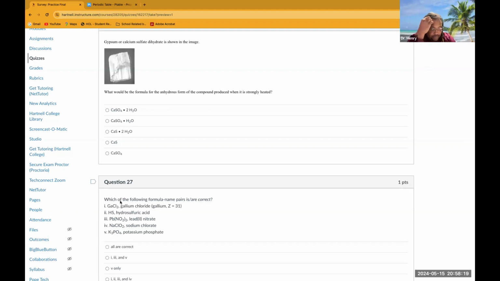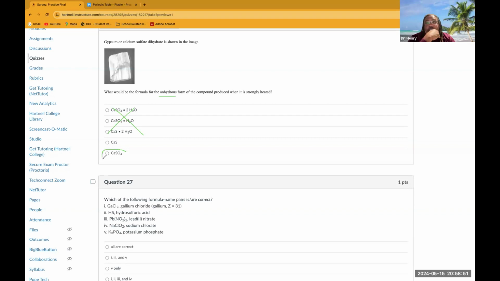What do you guys think? Well, we definitely don't multiply it by a water molecule, because the water's gone because of the heat. Anhydrous, that is correct. So you have two choices. Sulfate. Calcium sulfate. It's gotta be the last option.